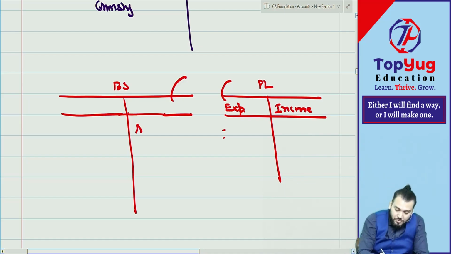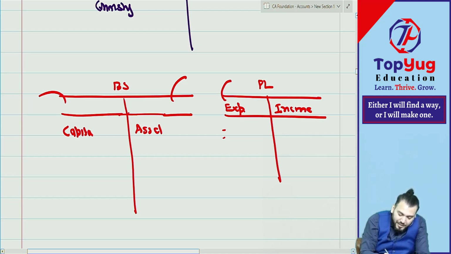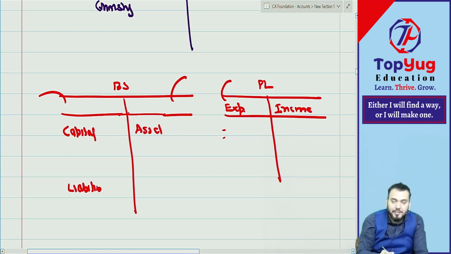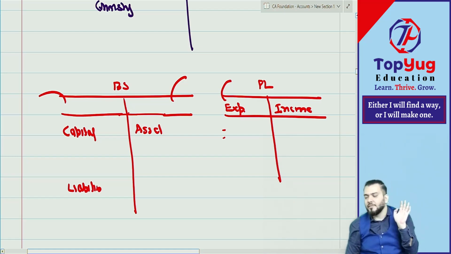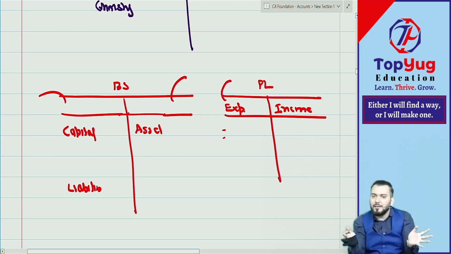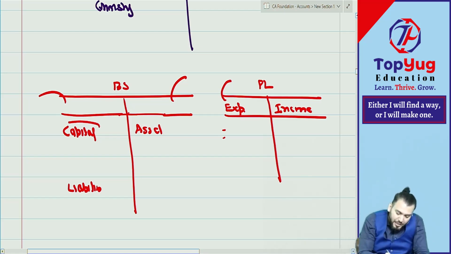In the balance sheet, what do you write in this side? Asset. In this side, what do you write? Capital and liabilities. Yes or no? However, you might have been told that capital is liability, but actually capital is not liability. I will discuss this point. Capital and liability are two different terms. So capital and liabilities will be written on this side, assets on this side.